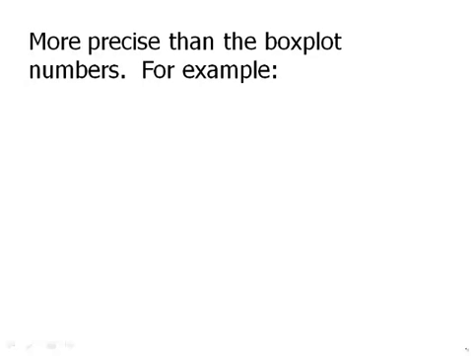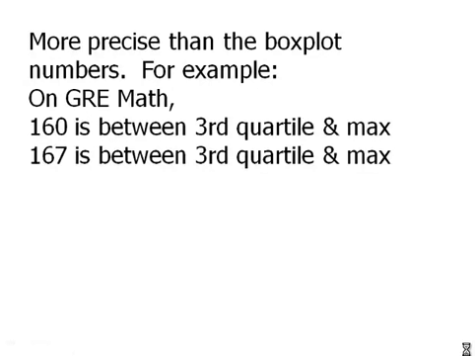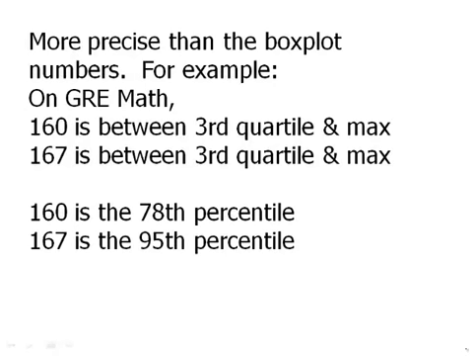For example, think about GRE math scores. On the GRE math section, a score of 160 is between the third quartile and the max. A score of 167 is between the third quartile and the max. Well, saying it like that makes it sound like those two scores are equivalent, as if they're more or less interchangeable. And of course, that's not the case at all. When we talk about percentiles, the difference becomes clear. A score of 160 is the 78th percentile. A score of 167 is the 95th percentile. Well, holy smokes, that's a big difference. Let's talk about what that means.